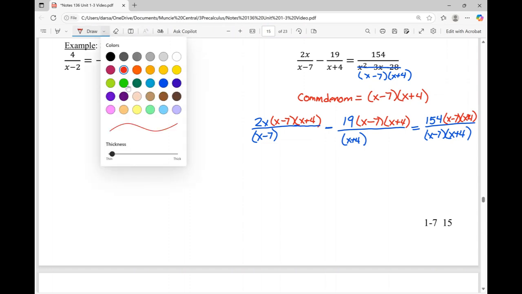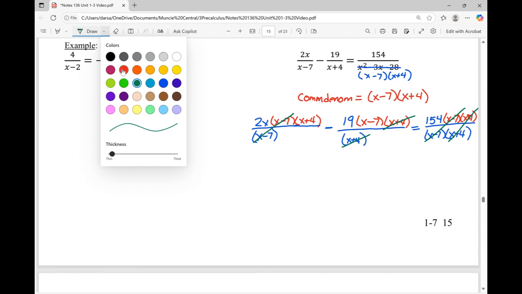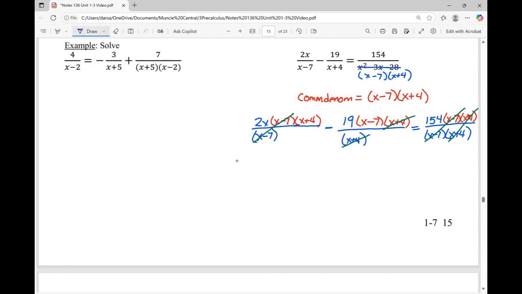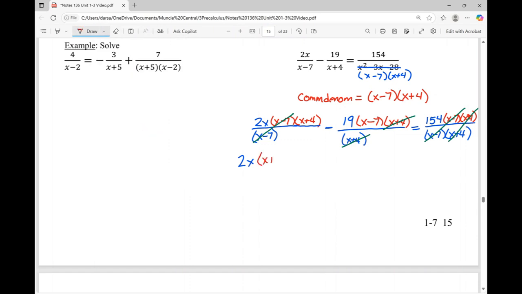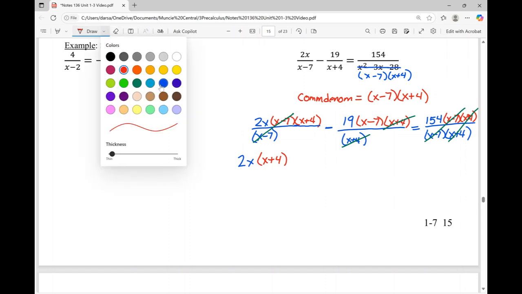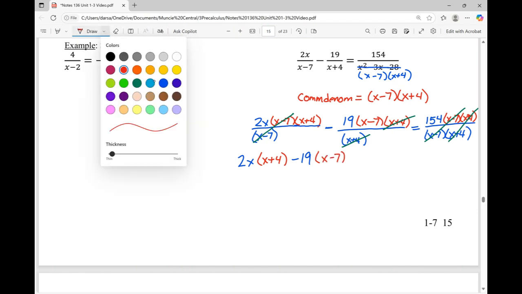Now, if we've done this correctly, what we will notice is that, oh, look, in the first fraction, there's an x minus 7 in the numerator and denominator. Those will cancel or divide out. In the second fraction, numerator and denominator, those will cancel. And in the third fraction, both the x minus 7 and the x plus 4 will cancel. So what do we have left when we are done with all of this? Well, looks like we'll have 2x times (x plus 4) minus 19 times (x minus 7) is equal to 154.